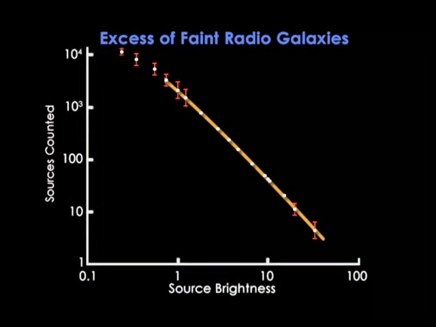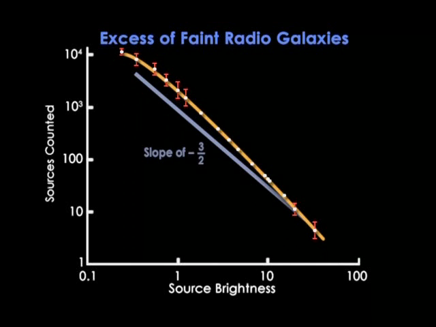But by the mid-1960s, most of the problems were ironed out, and the data gave a pretty clear message. Here's the original data. There were more faint radio sources than predicted by the -3/2 law. So the density of radio galaxies was higher at larger distances, and therefore higher at earlier times. And this was evidence for systematic change in the content of the universe. In the past, it was richer in radio galaxies than it is today.